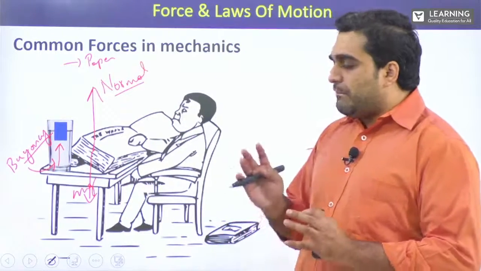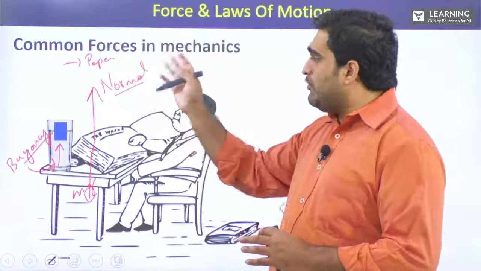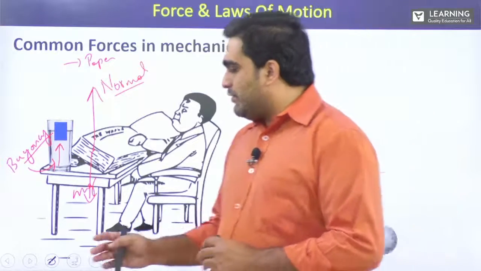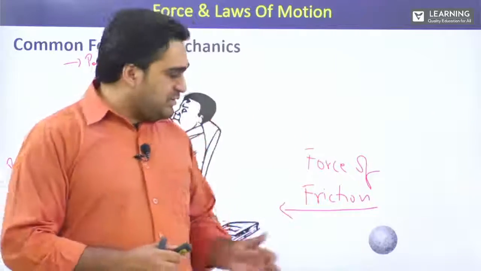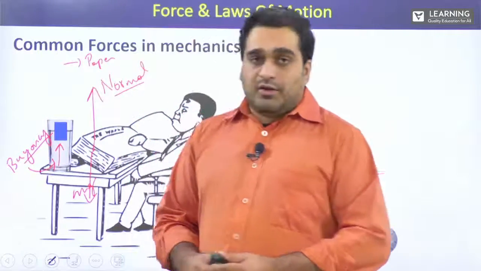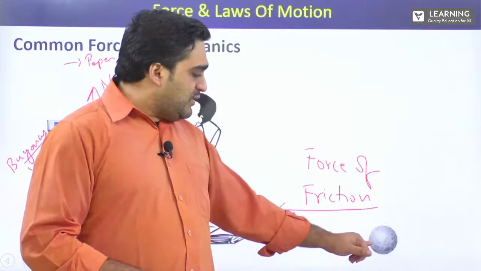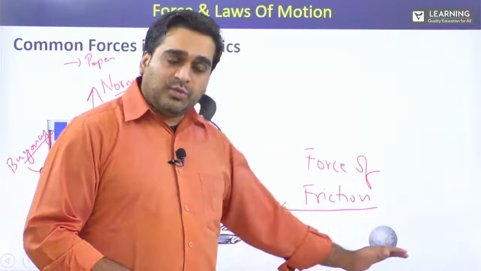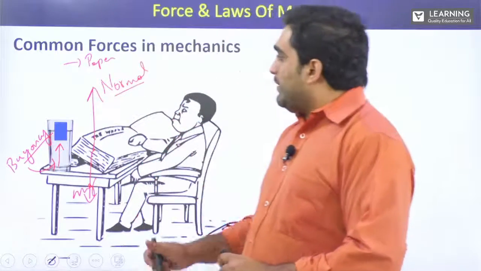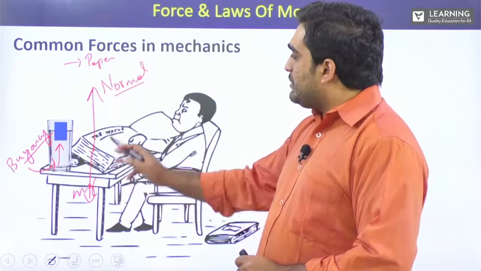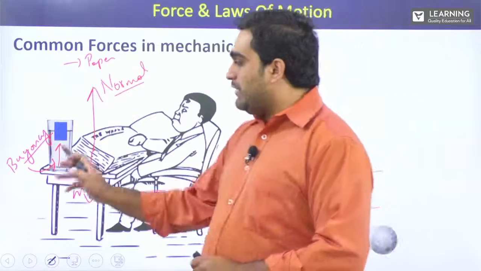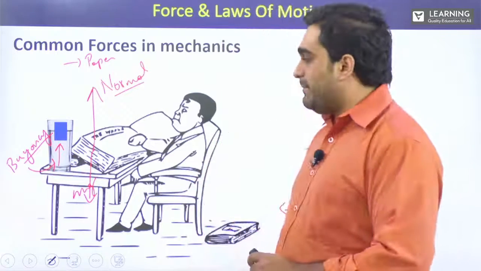So these make up all the common forces in mechanics, some of which are contact forces. Mostly everything here is a contact force. Here you have contact forces for friction. Only when the ball is in contact with the surface do you observe frictional force. You also have a contact force which is the normal force, only when the object is placed on the table, and a contact force called buoyancy as well.